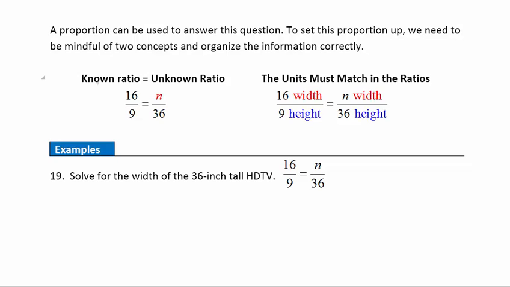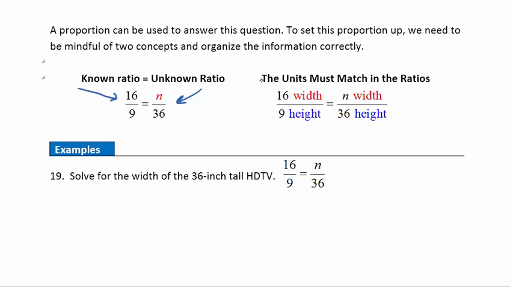To set this proportion up, we need to be mindful of two concepts and organize the information correctly. The first one, which will happen every time we have a proportion, is that we are going to have a known ratio or rate. In this case, the aspect ratio of a television is 16 inches wide by 9 inches tall. Then we're also going to have an unknown ratio or rate, and in the unknown ratio or rate, not both things are going to be unknown, just one. In this case, we know that we want our television to be 36 inches tall, and we're wondering how wide that has to be.